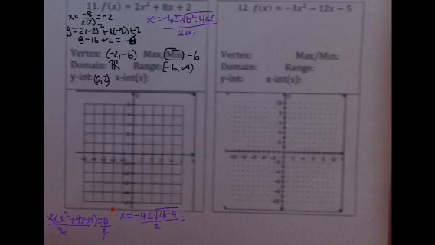16 minus 4 is 12, so it's negative 4 plus or minus the square root of 12 divided by 2. Remember how you try to simplify radicals by taking out any square factors. So 12 has a square factor of 4. So it's 4 times 3. So I take out the 4 as negative 4 plus or minus 2 radical 3 divided by 2.